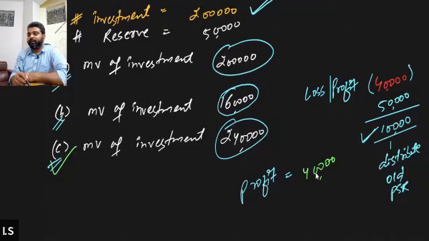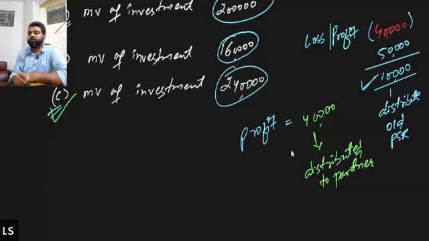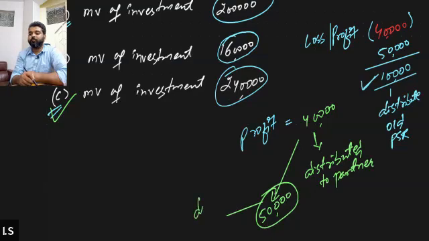And if we have a profit, then first of all, this entire amount of profit will be distributed to the partners, right? Number 1. And the reserve, which is still remaining at 50,000 because the reserve is not used now, the entire amount of reserve will also be distributed among the partners. Am I right?